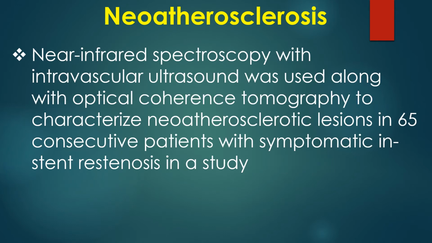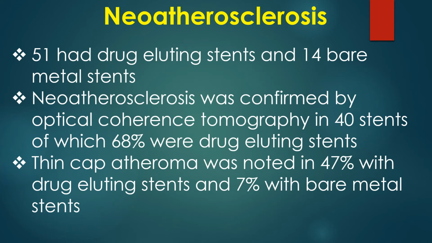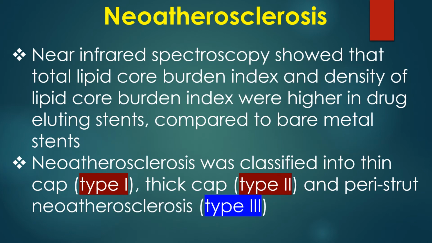Near-infrared spectroscopy with intravascular ultrasound was used along with optical coherence tomography to characterize neoatherosclerotic lesions in 65 consecutive patients with symptomatic in-stent restenosis in a study. 51 had drug-eluting stents and 14 bare metal stents. Neoatherosclerosis was confirmed by optical coherence tomography in 40 stents, of which 68% were drug-eluting stents. Thin cap atheroma was noted in 47% with drug-eluting stents and 7% with bare metal stents. Near-infrared spectroscopy showed that total lipid core burden index and density of lipid core burden index were higher in drug-eluting stents compared to bare metal stents.